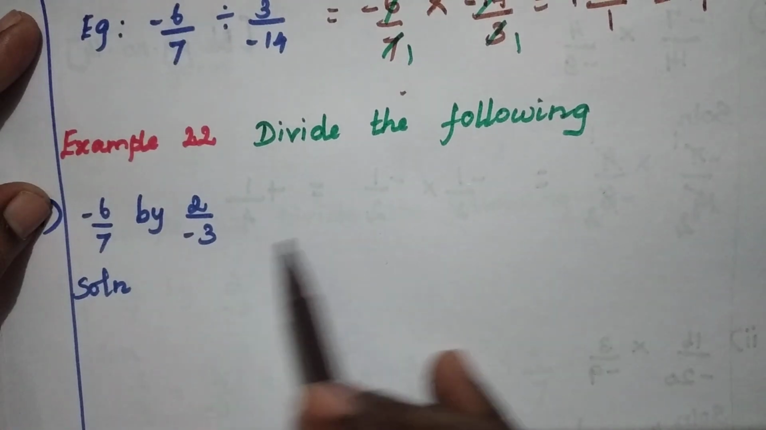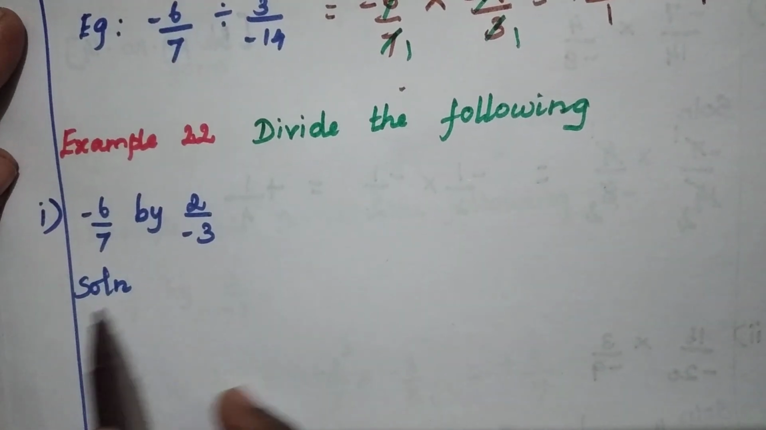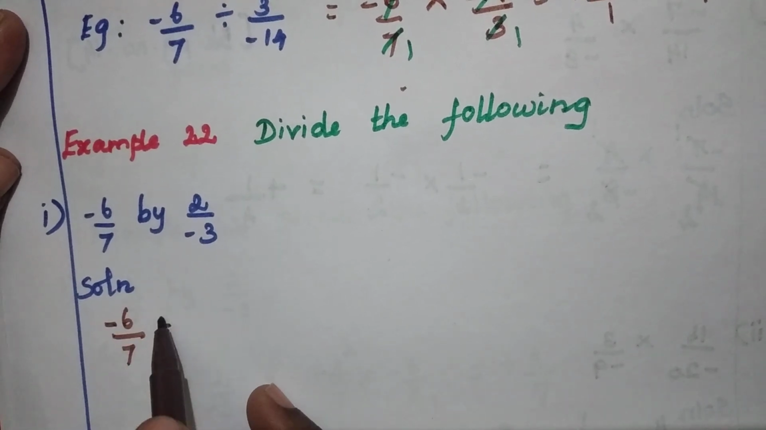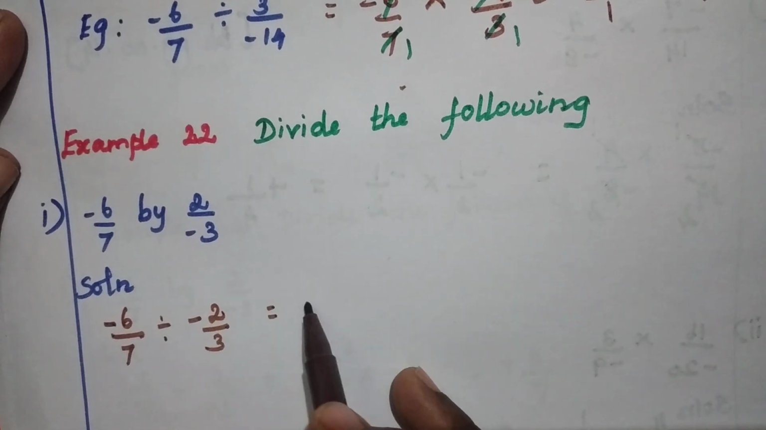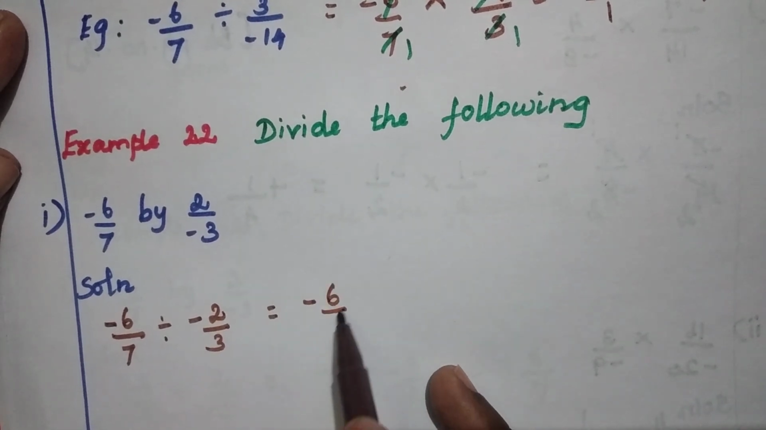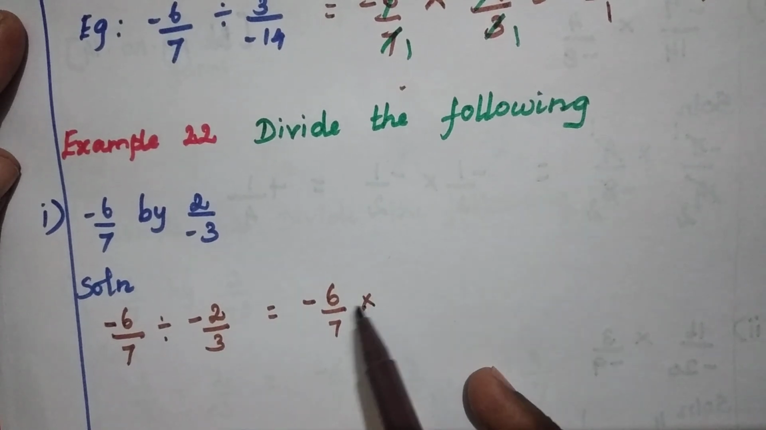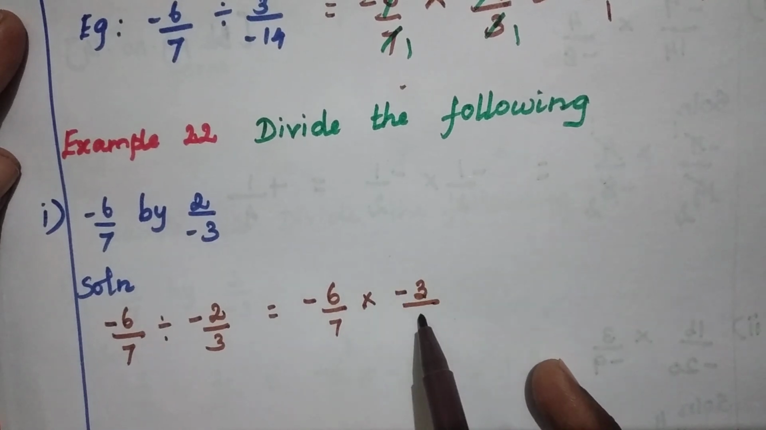Example 22. Divide the following. Minus 6 by 7 divided by minus 2 by 3. So write the first rational number as such. Change this division symbol into multiplication and write the reciprocal of the second one, which is minus 3 by 2.